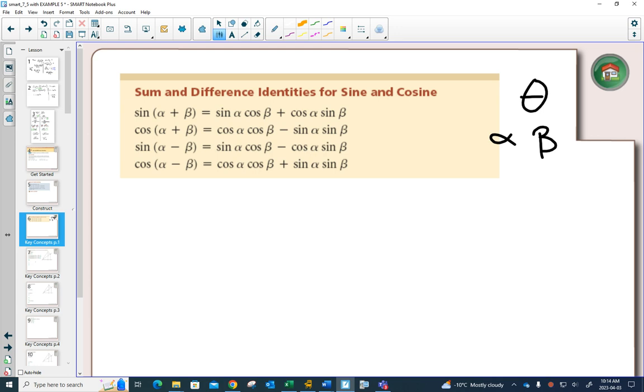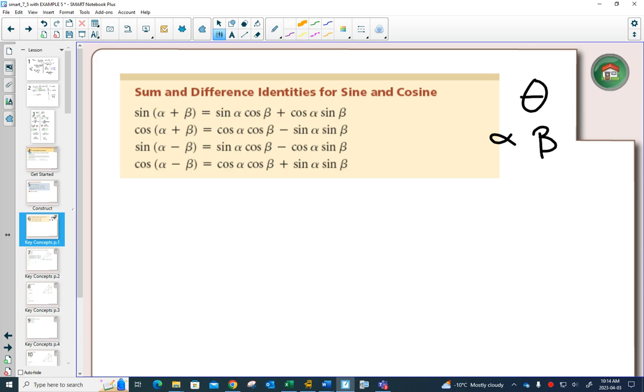So if you have two angles added inside of sine, the following formula takes place. Sine of alpha plus beta is equal to sine alpha cos beta plus cos alpha sine beta. We're not going to prove where this comes from right now. We're just going to say thank you to the math gods for giving us these formulas, and we are going to learn how to use them.